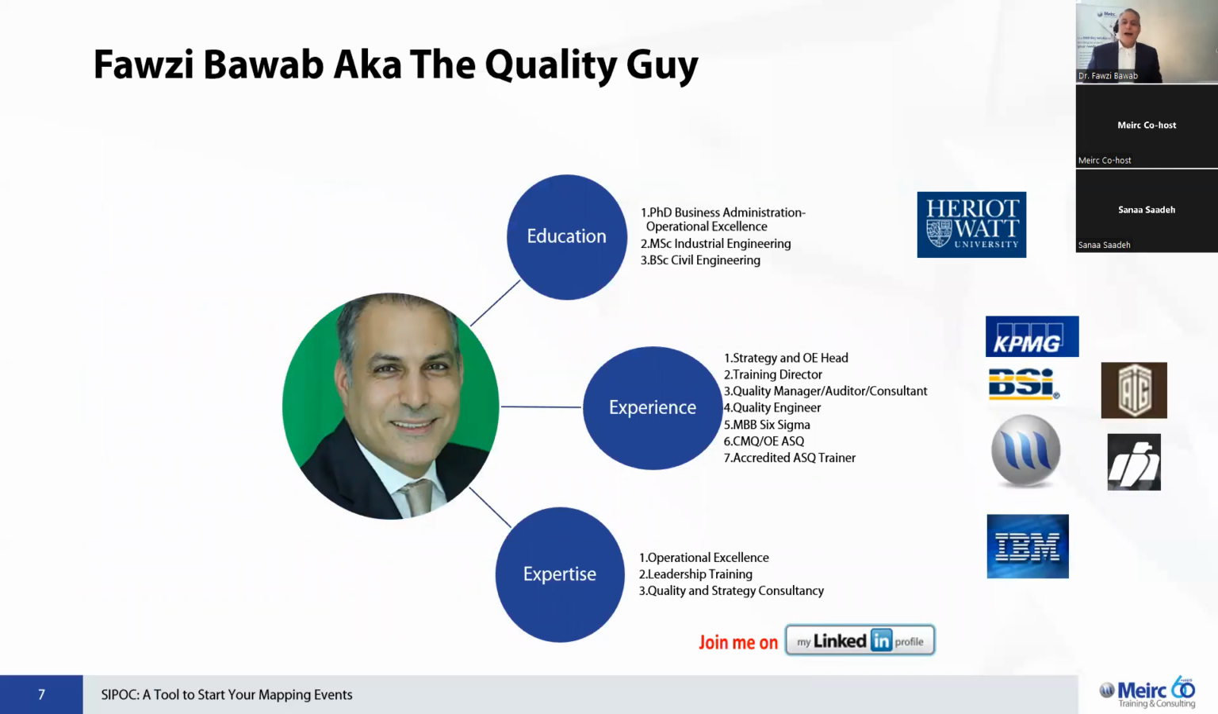Fauzi, that's me. I'm an engineer by training. My civil engineering is my first degree, and this is where I got a passion for quality. I moved into operational excellence and quality. I did my master's in industrial engineering and eventually completed my PhD in operational excellence at Heriot-Watt University Business School in Edinburgh. And I'm keen on working with companies on quality, operational excellence, developing their competence in applying Lean Six Sigma projects. So that's where I've been spending my time.